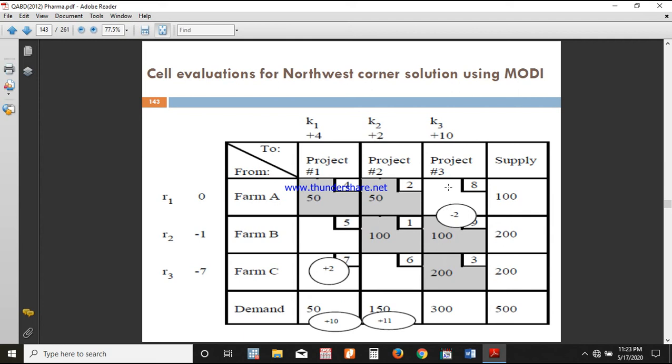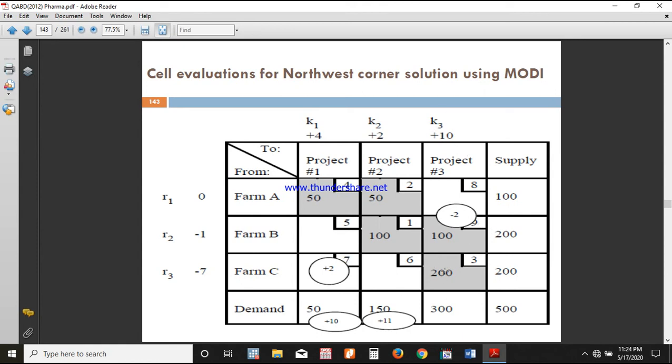Here it is not possible. Why? Because this cell A3 is unoccupied. And now we already have the K2 value, or the value of column 2, as plus 2, and this cell is an occupied cell. Therefore, R2 plus K2 will become 1. Therefore, the value of R2 will clearly become minus 1. And this is an occupied cell. Therefore, it is possible to find the value of K3 because minus 1 plus K3 will become 9. Therefore, the value of K3 will become 10.